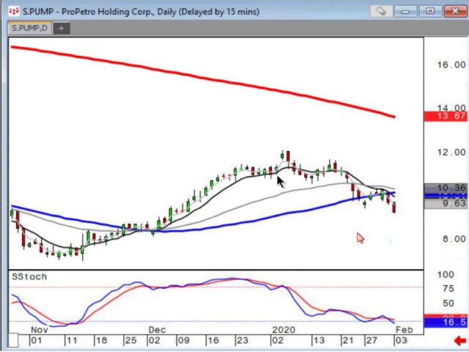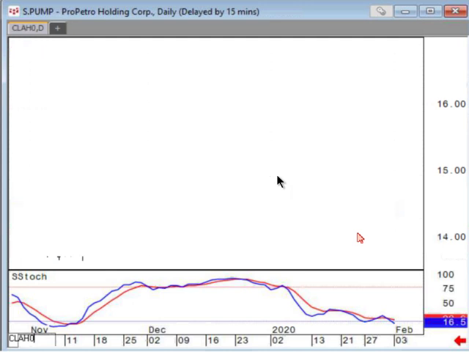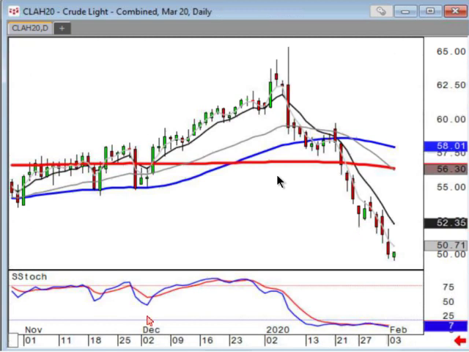Pump, another one, has that same prospect. It looks like, try this one. Crude oil, oops, I was thinking of what I was thinking. Right back down to the $50 a barrel level.